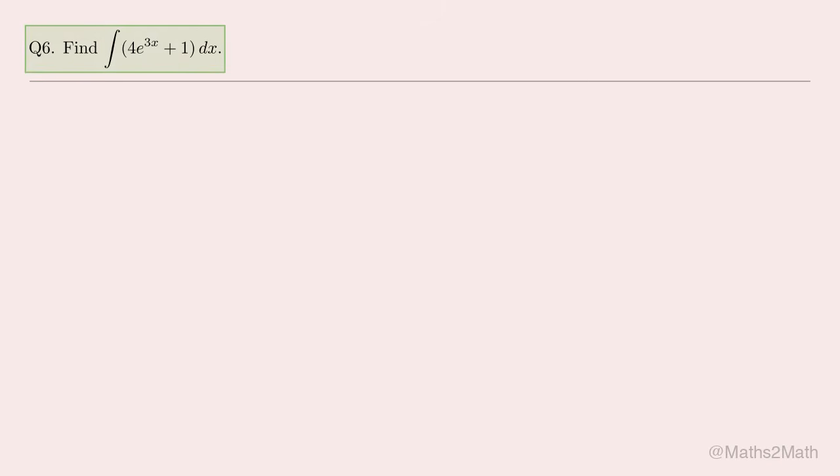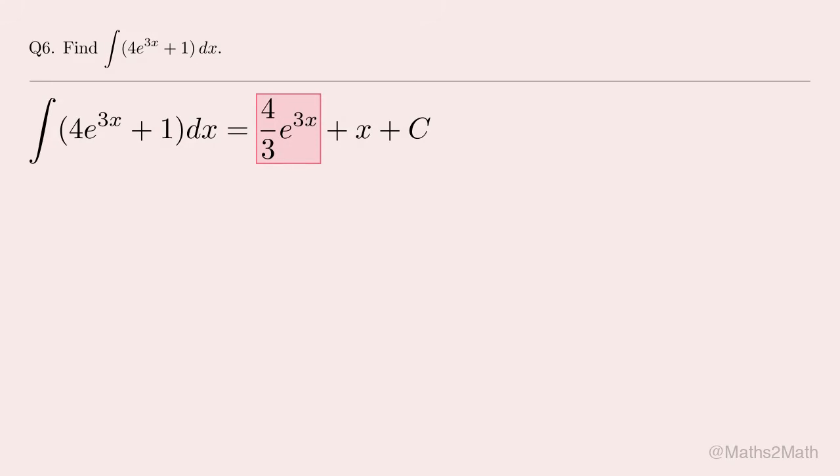Question 6. From here the constant of integration c joins every answer. Term by term integration. 4/3 e to the 3x from the exponential, x from the constant, plus c.